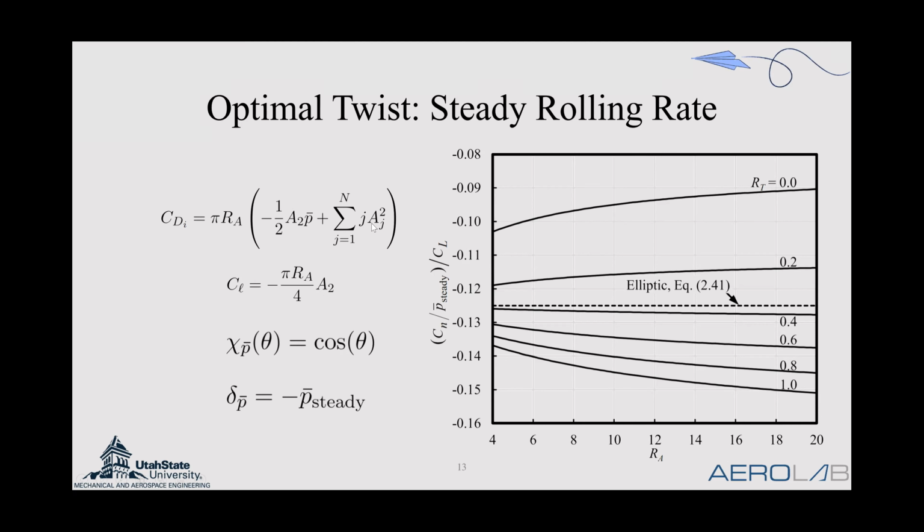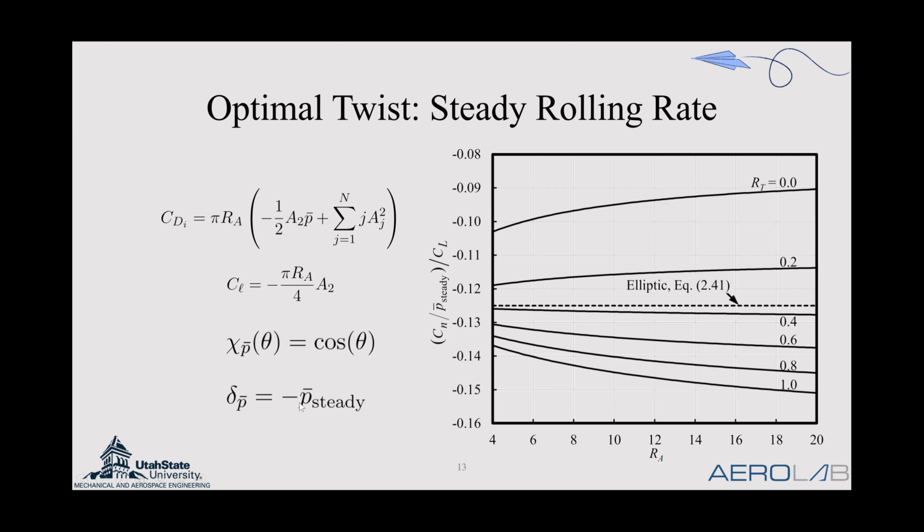Essentially what we want is for our anti-symmetric twist distribution to negate the effects from rolling rate. So we want our twist distribution to negate what happens during a steady rolling rate. Since a rolling rate has a linear change in angle of attack on the wing, we want our twist to be a linear change as a function of span. And this equation right here is what would do that.